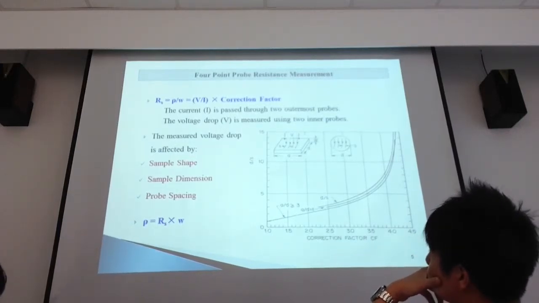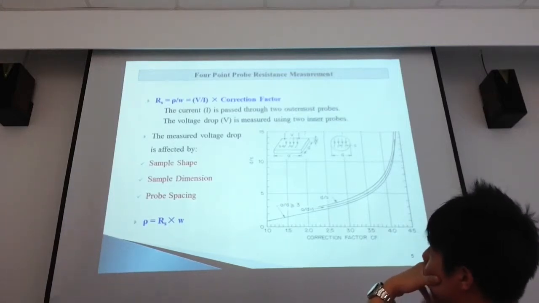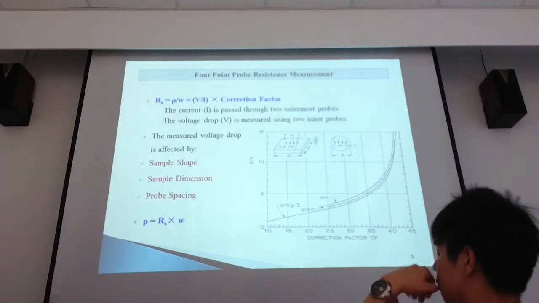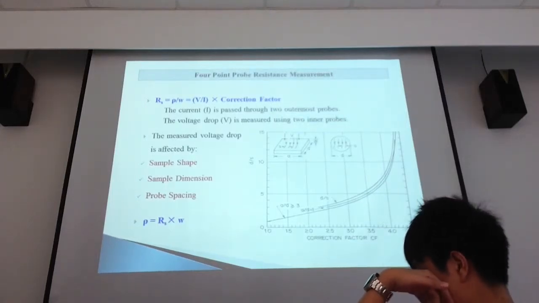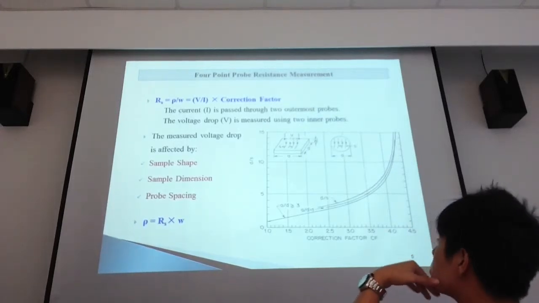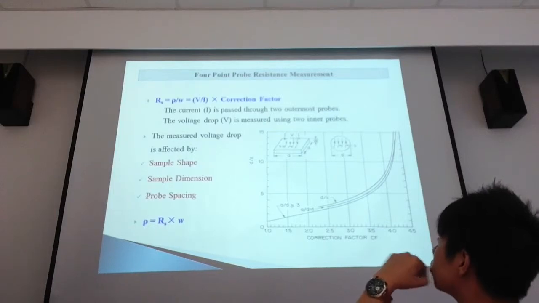Now what is the correction factor? The correction factor is some numerical value that is taking care of the dimensions of the system, right? The dimensions of the system, the shape of the system, and the probe spacing that you have in a 4-point probe resistance measurement. Now you must be thinking, what is a 4-point probe?